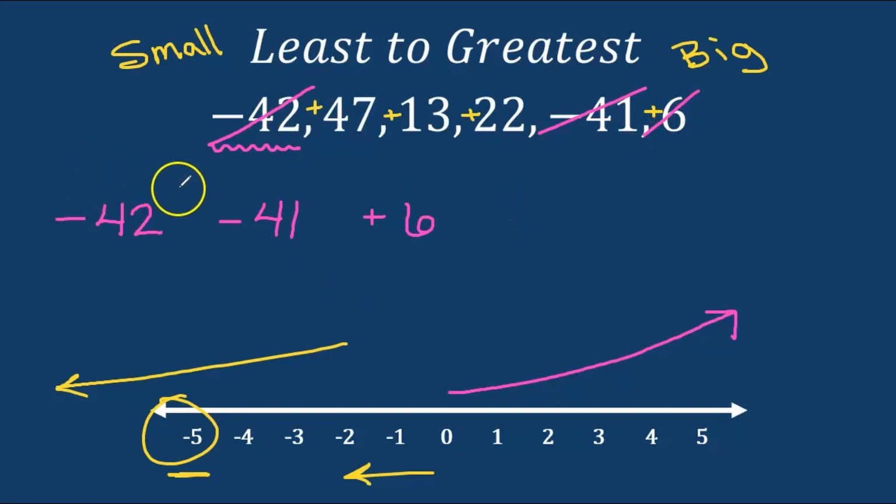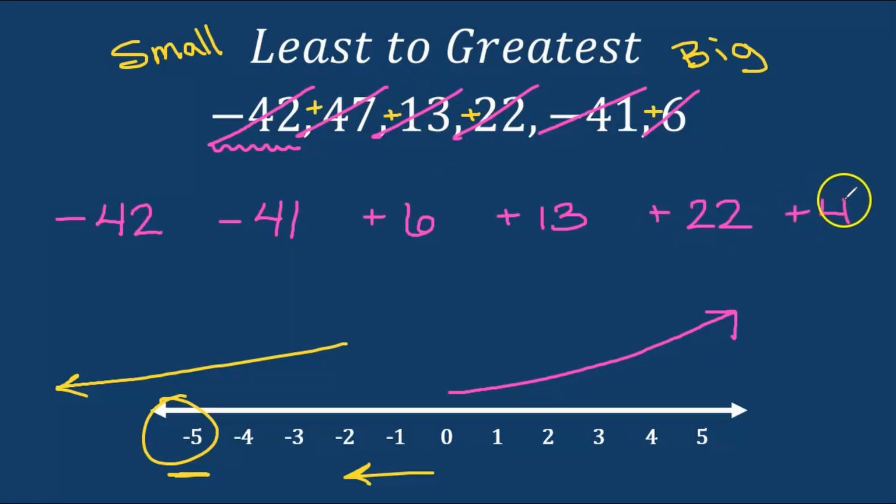So we're counting down as we go to 0, and then up as we travel away. The next one is positive 13, and then positive 22, and finally positive 47. And this is my final answer.